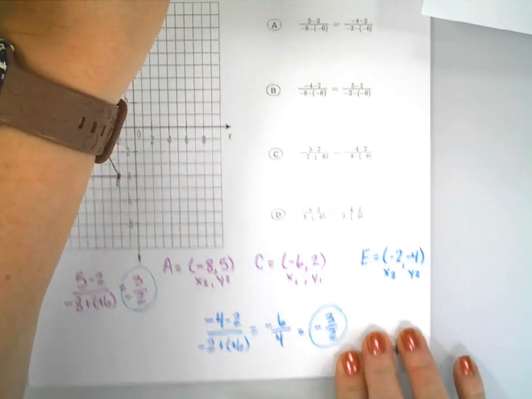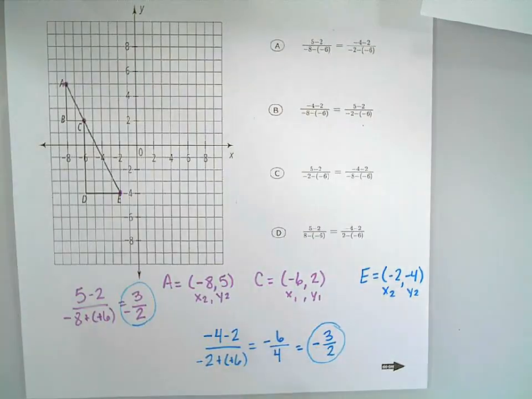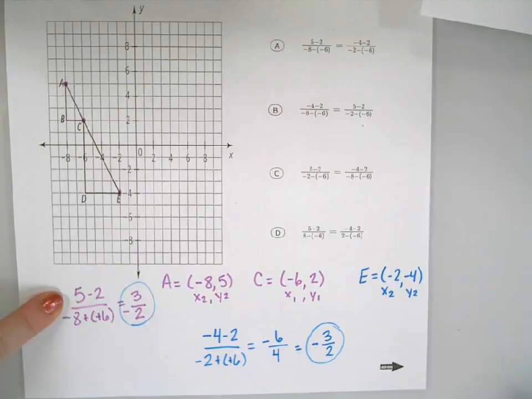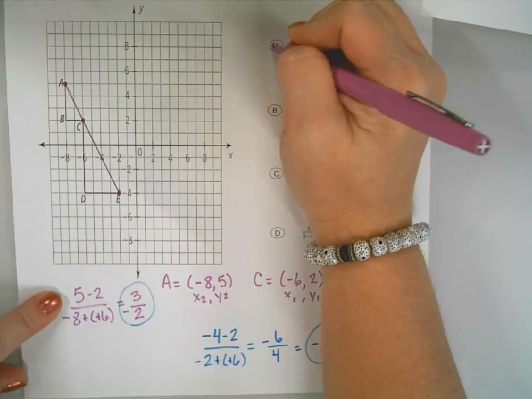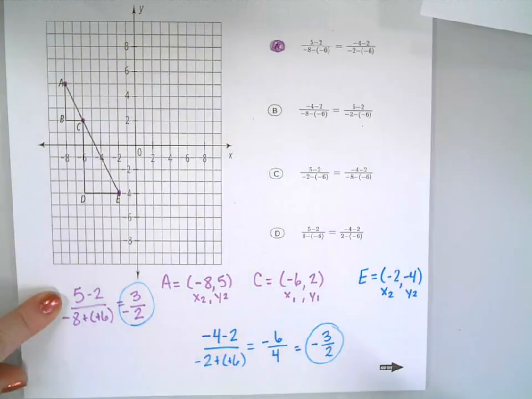So now I need to go back and look at the answer choices and see which one of these matches the work I just did. So I'm looking for 5 minus 2 over -8 minus -6 is equivalent to -4 minus 2 over -2 minus -6. It looks like the answer choice is A, but I'm going to check and see why the other ones are not correct.